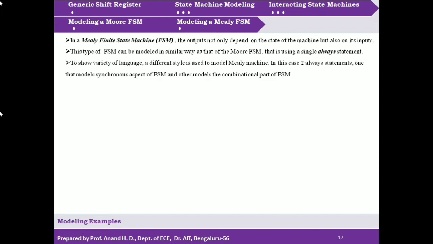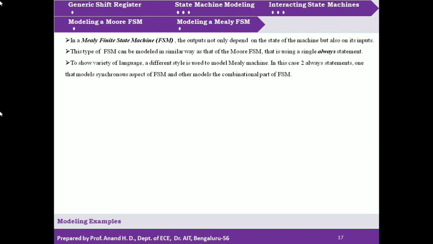In case of Mealy FSM, the outputs not only depend upon the state of the machine, but also depend on the input of the machine. This Mealy finite state machine can also be modeled in a similar way as we modeled the Moore FSM, that is by using an always statement and case statement. But in order to understand different techniques of modeling and different usage of the language, we shall use two always statements for modeling a Mealy FSM here. One always statement will be used for the synchronized part, and another always statement will be used for the combinational part.